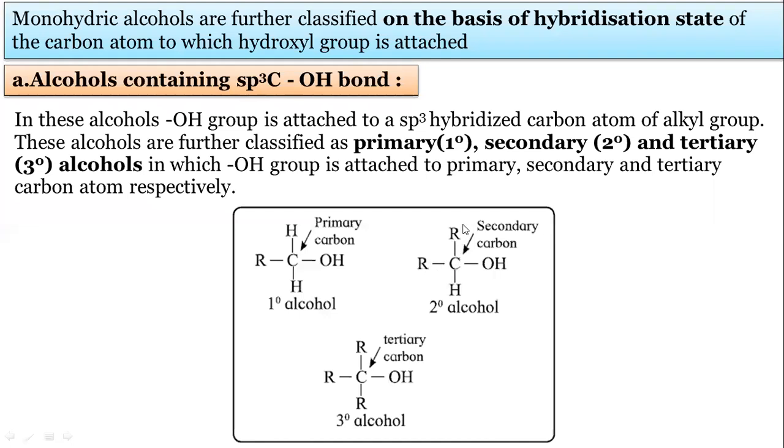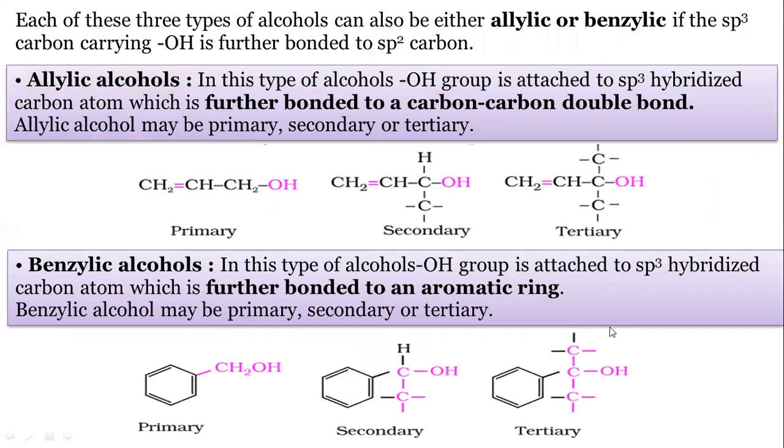See here, two R groups are there. And in case of tertiary carbon, OH is attached to the carbon atom and that carbon is attached to another three carbons, 1, 2, and 3. This is called tertiary alcohols, in which the OH is bonded to a carbon which is sp3 hybridized. sp3 hybridized means that a carbon-carbon single bond is there. Now, allylic alcohols. In case of halogen derivatives, we already learned the allylic alkyl halides in that chapter also.